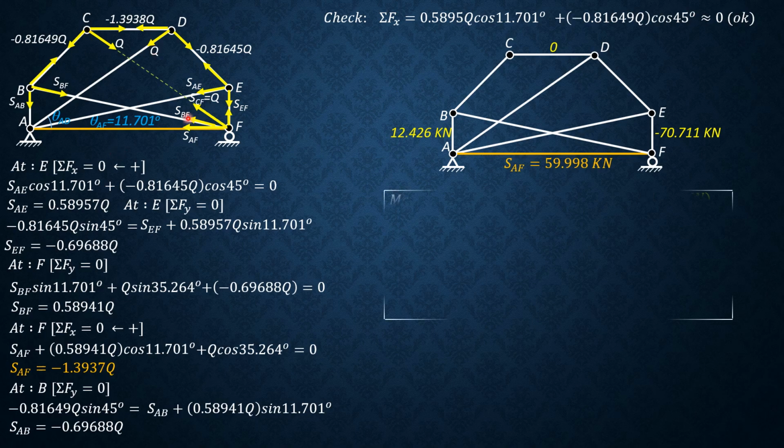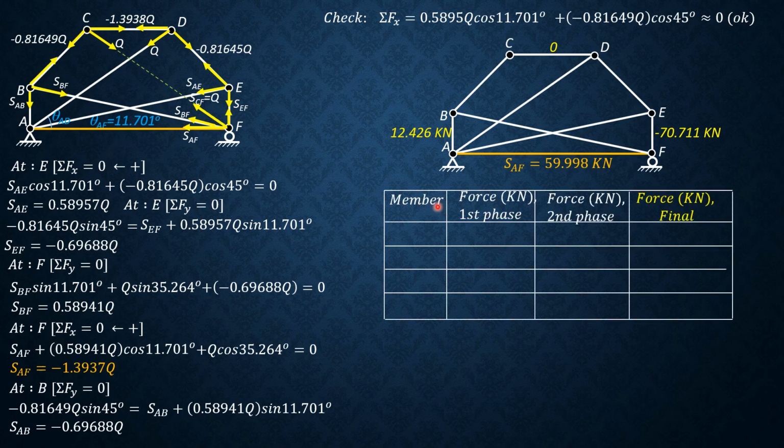Then the second phase values are there. So let's tabulate. We have member, force in kilonewtons in the first phase, force in kilonewtons in the second phase, then the final bar force here. So let's begin with AF, because AF does not exist. So its final bar force should be 0. In the first phase, it was 59.998. In the second phase, negative 1.397 of Q, or negative 1.397 of SCF. Then final, you add the two, should be 0. So in other words, 59.998 plus negative 1.3937 Q equals 0.